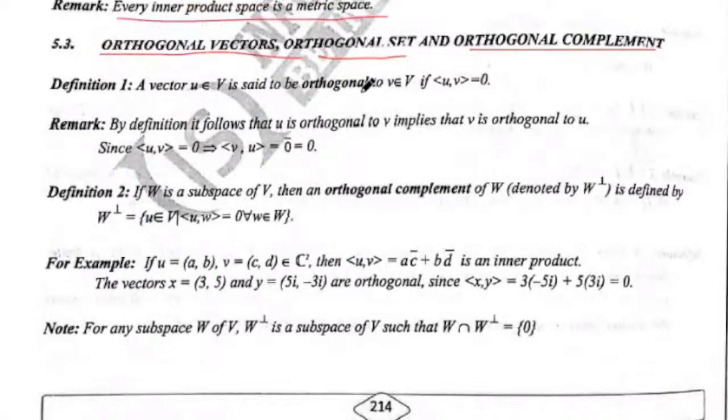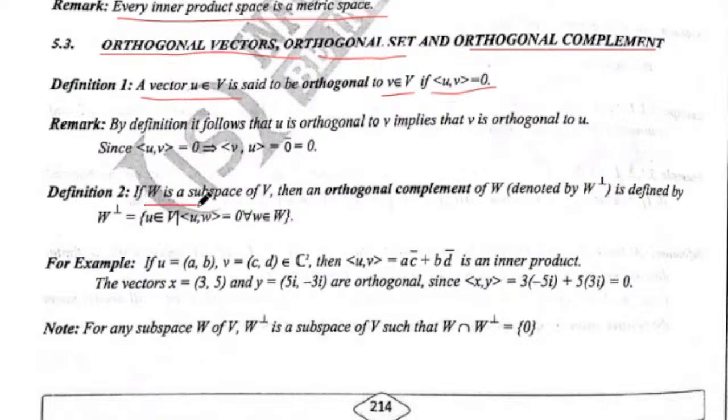Okay, what is orthogonal? Orthogonal is nothing but perpendicular. Perpendicular means if any two vectors are perpendicular, their product will be 0, right? So a pair of vectors u, v is said to be orthogonal if its inner product is equal to 0. By definition, it follows that u is orthogonal to v implies v is orthogonal to u. That is, if (u, v) is equal to 0, then (v, u) is also 0. Hence, if either condition is satisfied, we can say that u is orthogonal to a vector v in the inner product space V.